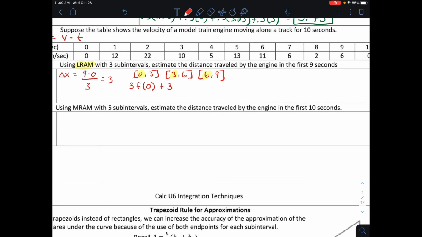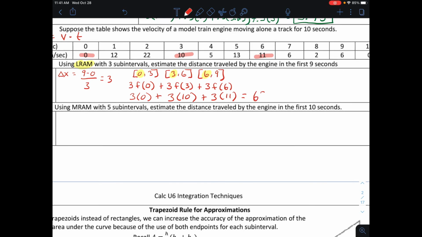Then I would go plus the width of my second interval times the function's value at that left endpoint. And then plus, I do it one more time, the width of the subinterval times the function's value at the particular point. And we're using all left points. Now we would go get the y values from the table, and then we would evaluate. And so the y values would be 0, 10, and 11 respectively. We find those areas, we add them together, and we wind up getting 63.